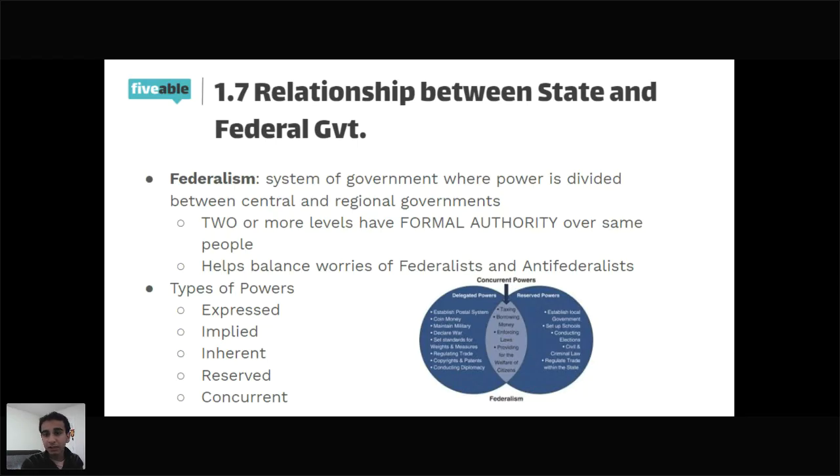In terms of what reserve powers are, they come from the state, and this is something that you can see through the 10th Amendment. Some reserve powers include establishing public schools, establishing local government, stuff like that. And then concurrent powers, like the word suggests, are exercised by both the national and the state government. Enforcing laws, the power to tax, and establishing courts are all examples of concurrent powers.